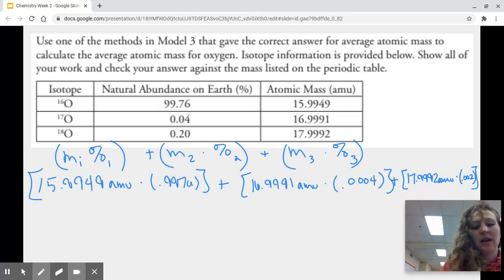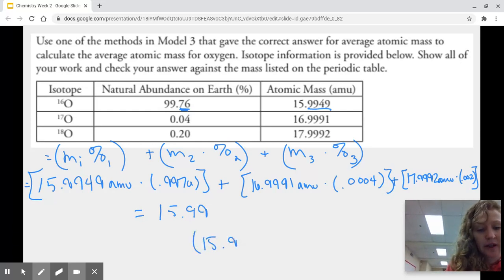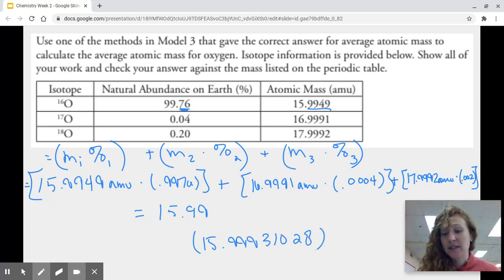Okay, and the answer that I get from this is 15. Okay, so they keep it to the thousandths place here, but they keep it to the hundredths, so I'm going to keep it to the hundredths. 0.99. If I kept going, let me just tell you what my calculator has for comparison. That's what my calculator is displaying.